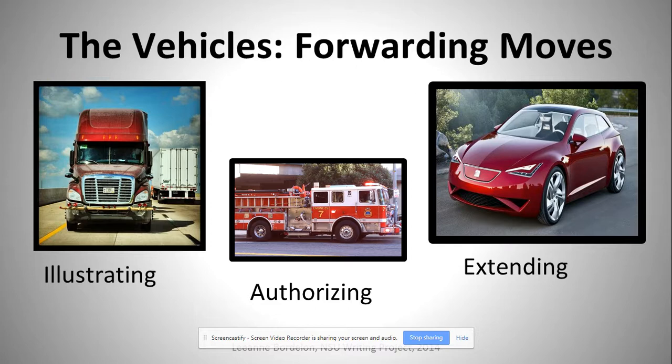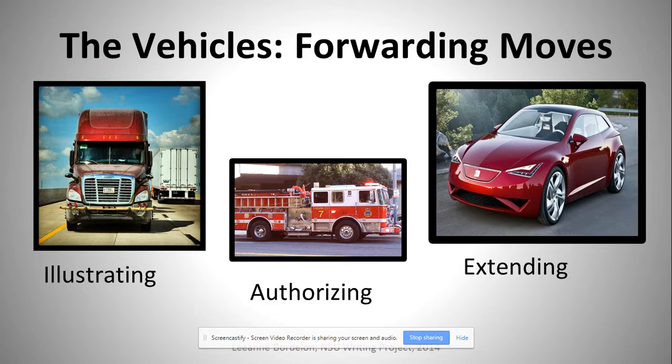And we're going to talk about how illustrating in an argument essay is using evidence from a text. So you're taking important factual information from a source material and moving it into your argument essay to prove or support your claim. The next car that we're going to be talking about is the emergency vehicle.